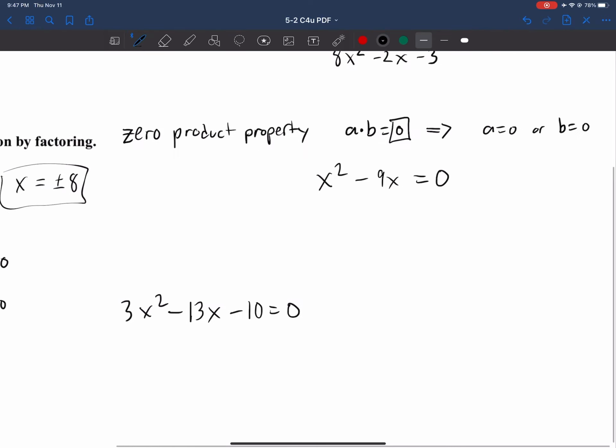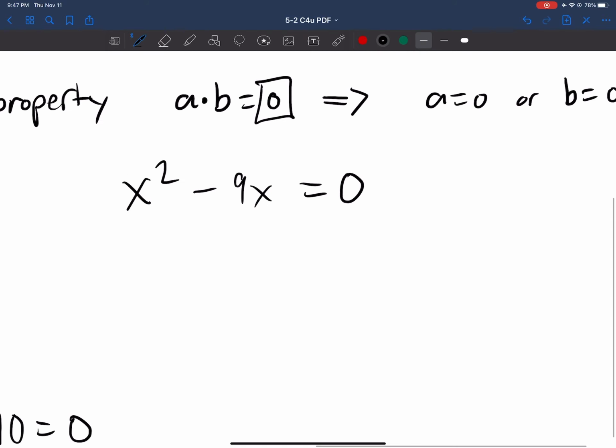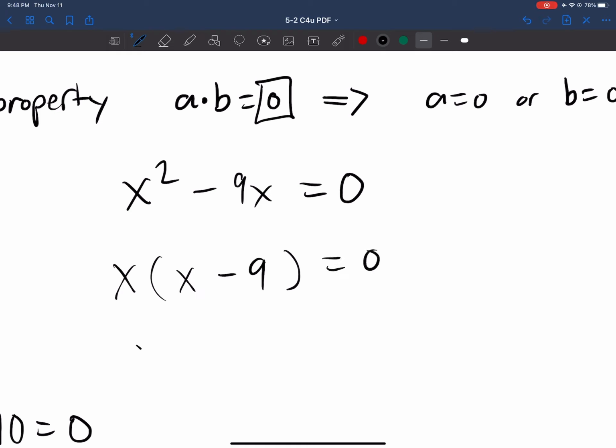If we have the zero product property with x squared minus 9x, we still go through the steps of factoring. If it's set equal to 0 and we're able to factor it, in this case, GCF, x, pull out an x, we have x minus 9 left over. Therefore, x equals 0, and then we're done. Or x minus 9 equals 0, and then x equals 9.